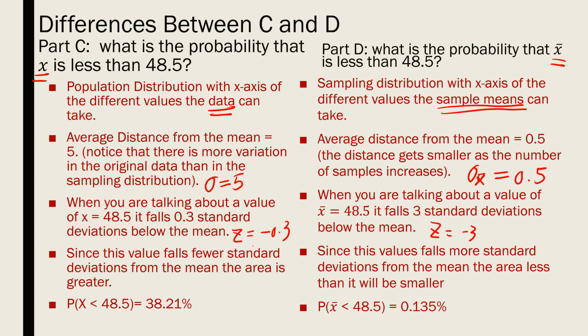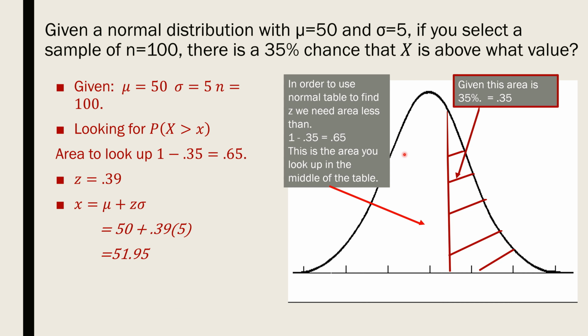The different z-scores indicate different probabilities. Given a normal distribution with mu equals 50 and sigma equals 5, if you select a sample of size 100, there is a 35% chance that x is above what value?